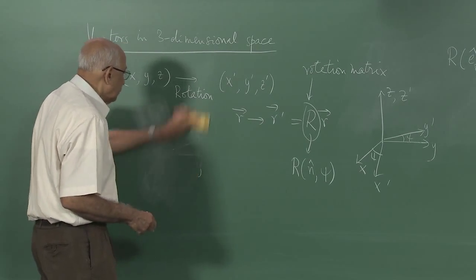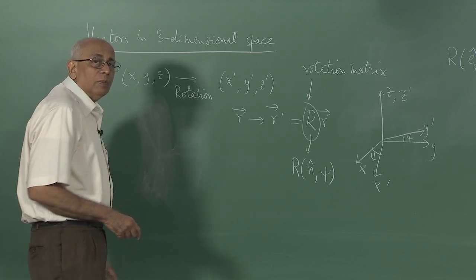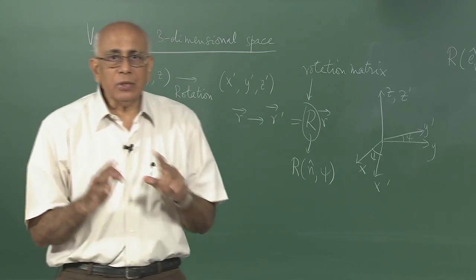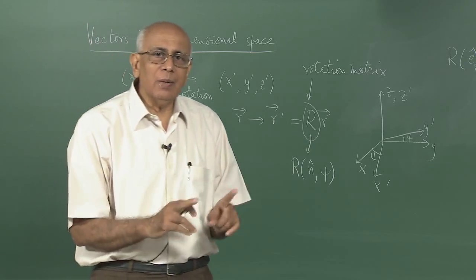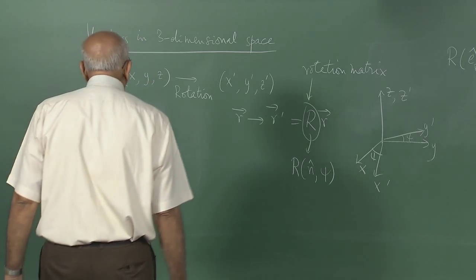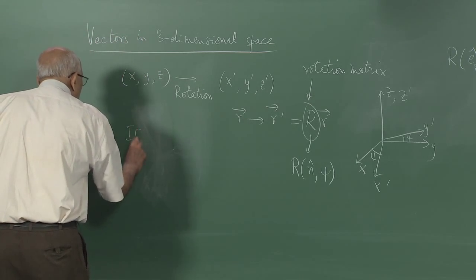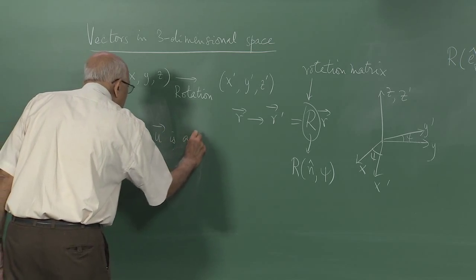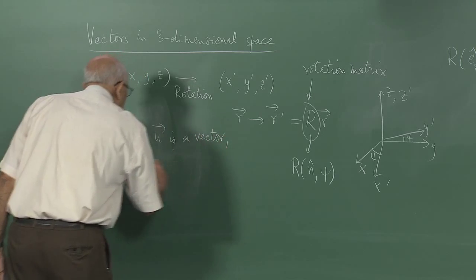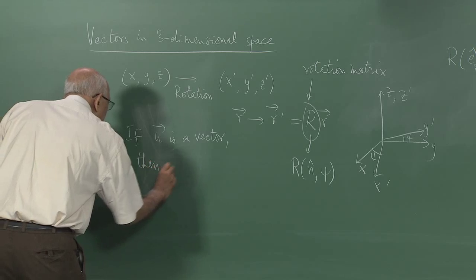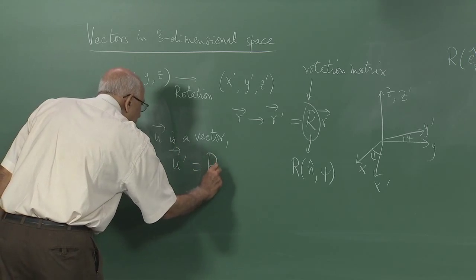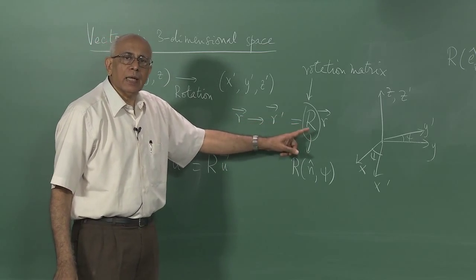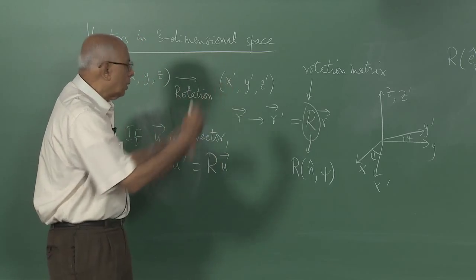Now what is a vector? A vector is a point which transforms by definition. The vector is a set of 3 numbers, the 3 components, which transform under a rotation in exactly the same way as the coordinates do. So if u is a vector, then under a rotation u prime must be equal to the same matrix on the components of u, the same as governs the transformation of the coordinates, and I am not going to write it down explicitly.